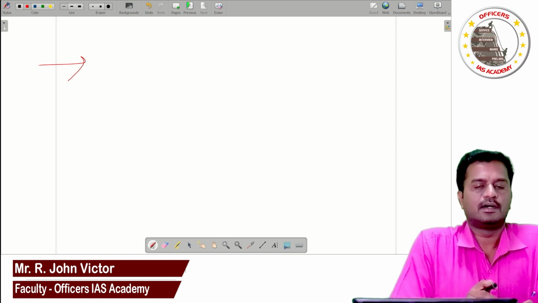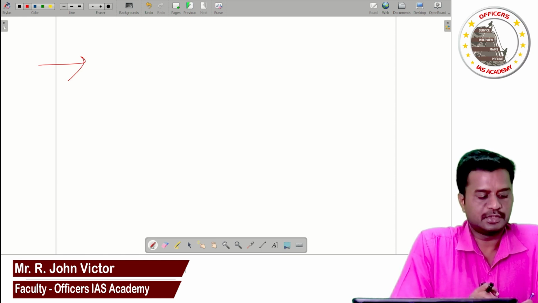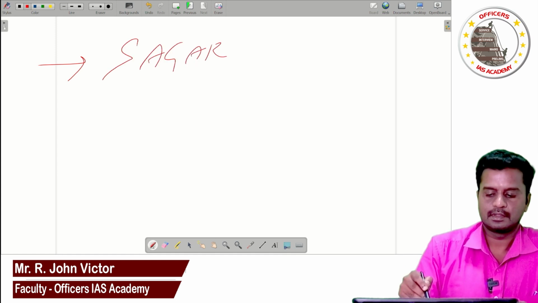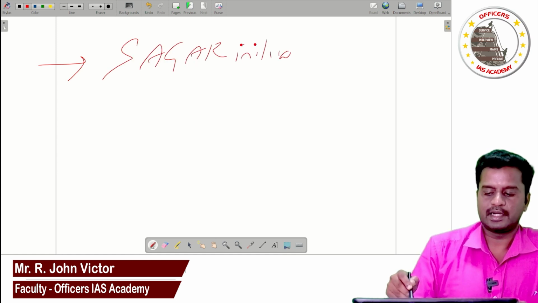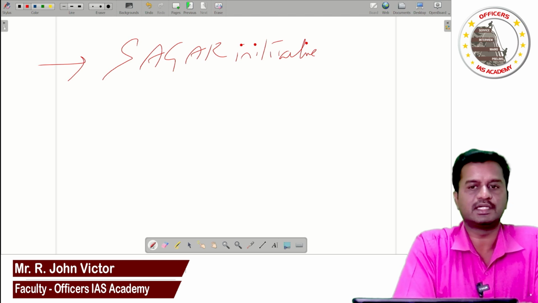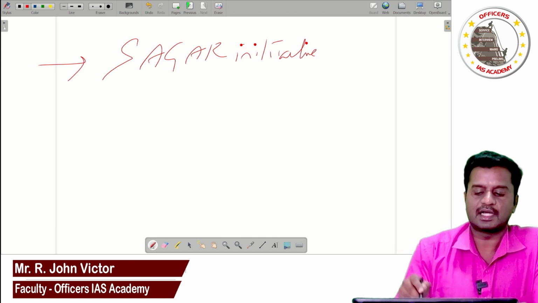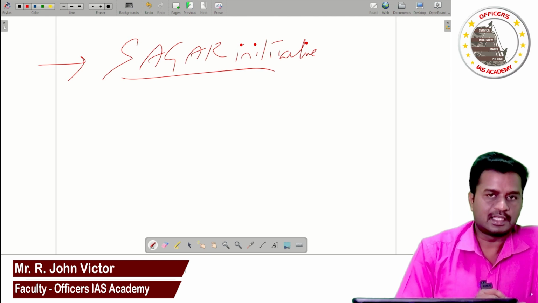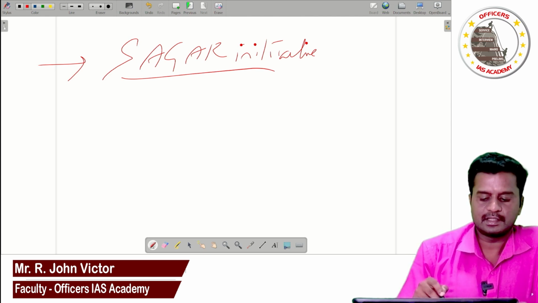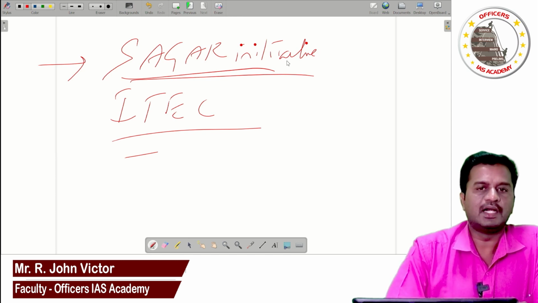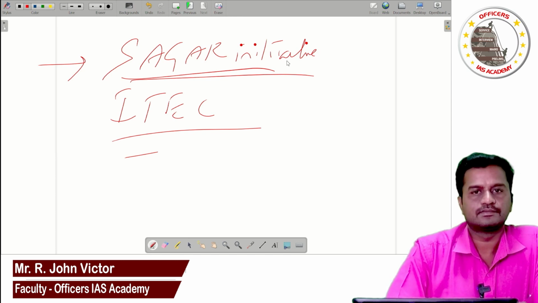Mention that India and Maldives are already partners under the Sagar initiative. Sagar initiative is a foreign policy initiative of India where it takes leadership in the Indian Ocean region. Mention Sagar. Another important project is ITEC, Indian Technical and Economic Cooperation. Maldives also plays a role here.